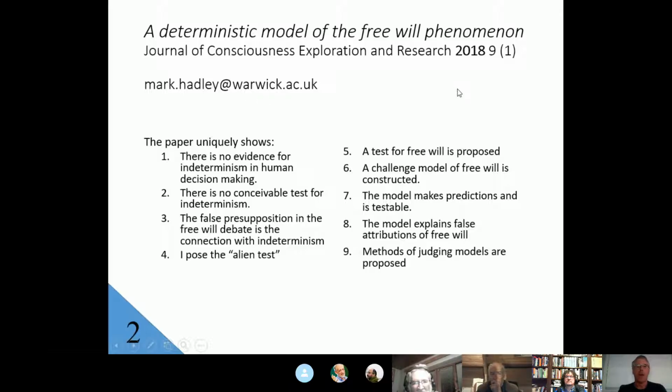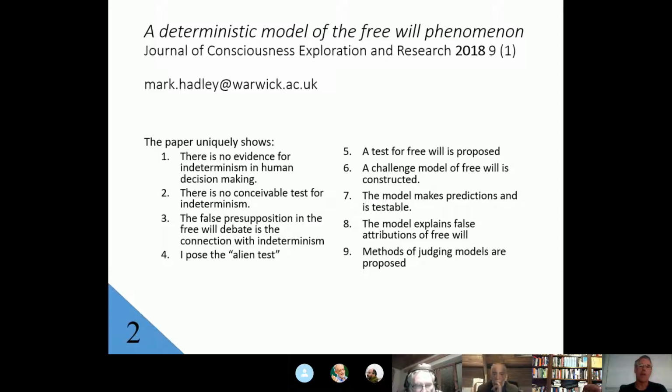This paper did quite a few things which I think were all unique. We'll go through most of these in the talk. I showed that there was no evidence for indeterminism in human decision making, no tests for indeterminism.